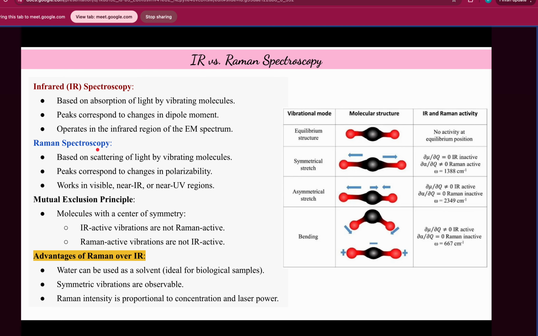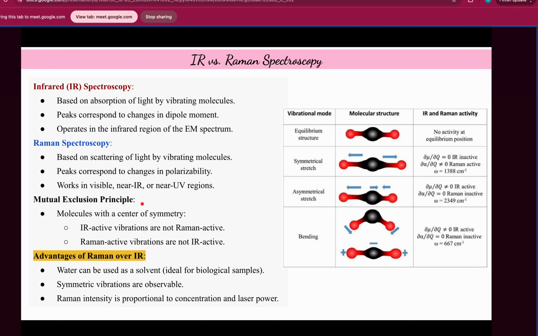Whereas if we talk about Raman spectroscopy, it is based on the scattering of light. It is not based on absorption but scattering by the vibrating molecules, and its peaks correspond to the changes in the polarizability, and it works in the visible, near IR or near UV regions.